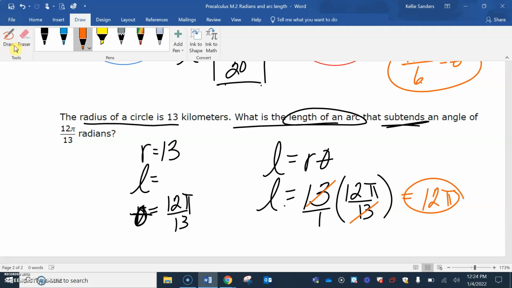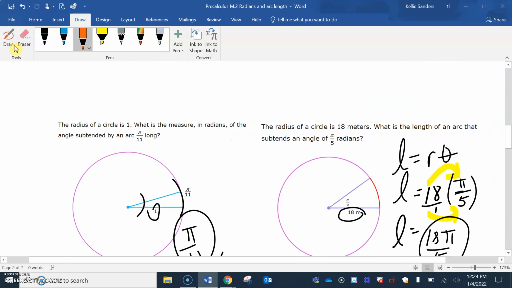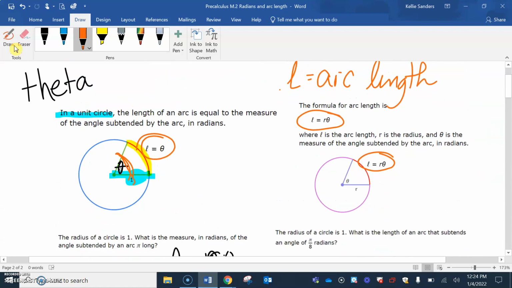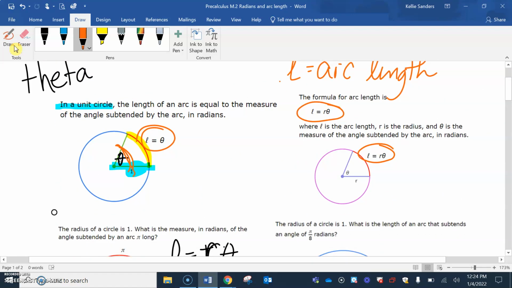So in review, if you have a unit circle, your radius is 1, and if your radius is 1, the arc length is the same as the angle, but if your radius is not 1, we're going to use the formula arc length equals radius times theta.